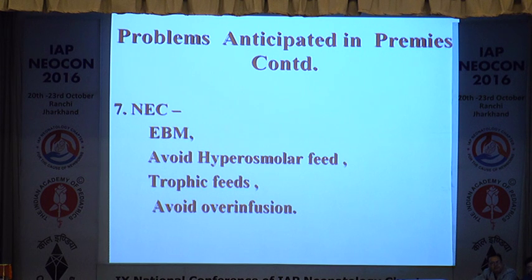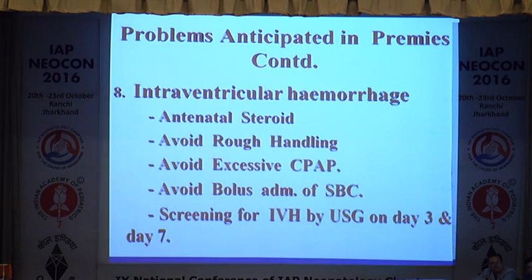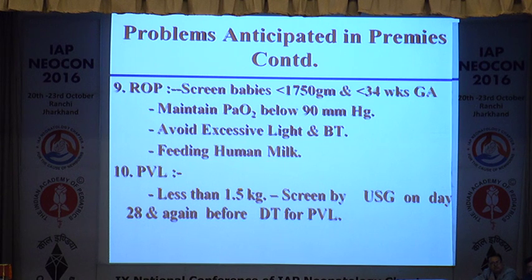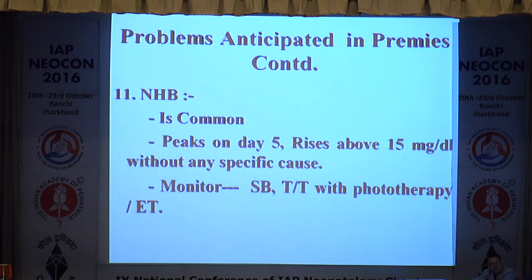NEC should be avoided by EBM, avoiding hyperosmolar feed, giving trophic feeds very early, and avoiding overinfusion. Then IVH should be avoided by antenatal steroid, avoiding rough handling, excessive CPAP, and bolus administration of soda bicarb, and screen for IVH by ultrasound on day 3 and 7. ROP: we should screen all babies less than 1.75 kg, less than 34 weeks, maintain partial pressure of oxygen below 90, and avoid excessive light and blood transfusion. Feeding human milk is supposed to prevent ROP. PBL should be screened, as we talked about.